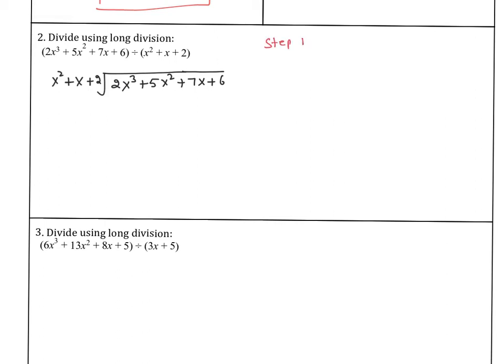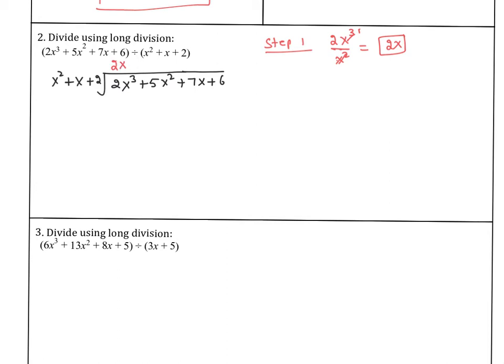So you can do the step: divide the 2x cubed, the first term of the polynomial, by the first term of the divisor, x squared. 2x cubed divided by x squared is 2x left. So that is the term that is left, and that helps us decide what number we can multiply by.